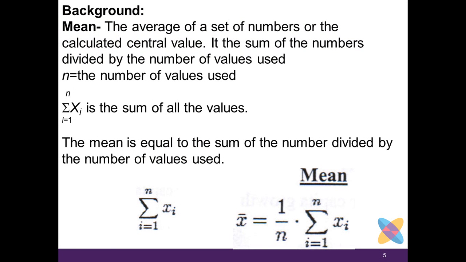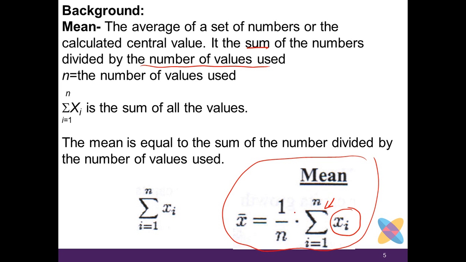A mean is an average of a set of numbers, or calculated to a central value. The way that you will do this is to sum the numbers and then divide by the number of values used. On your AP biology formula sheet, this is the way that it will appear. Now, this little symbol right here means to sum up. Xi means all the values you're working with. And instead of simply saying divide it by n, it turns around and says multiply it by 1 over n.